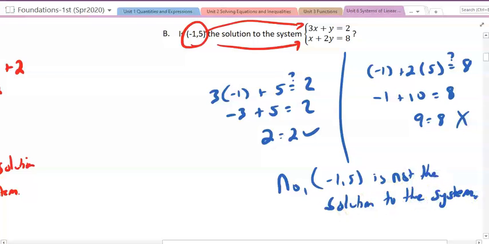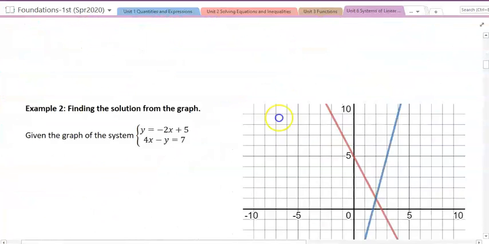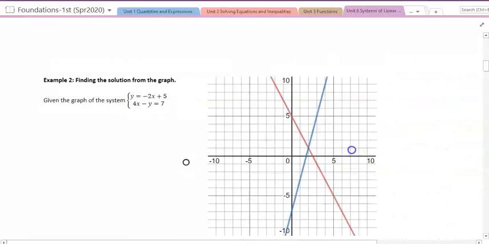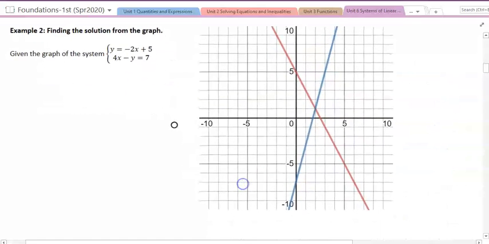Now, as we go through sections 2 and 3, and even looking at graphing these two lines, we can find what the actual solution will be. But let's go ahead and look at a graph here. And this is going to be example 2. And like I said, this is going to be a short lesson today. So let's take a look at this system that's been graphed.